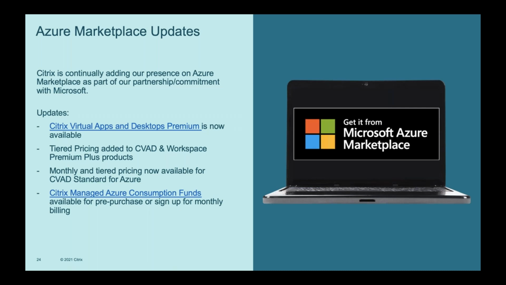Some updates here include the Virtual Apps and Desktops Premium offering, now available in the marketplace. We've expanded tier pricing, added to our Virtual Apps and Desktops and the Workspace Premium Plus products. There's monthly and tier pricing available for our DaaS offering, the CVAD Standard for Azure, as well as Citrix Managed Azure Consumption Funds. These are funds that you can pre-purchase or sign up for monthly billing. And again, it's all about providing choice and flexibility for how you'd like to interact and leverage your environment.